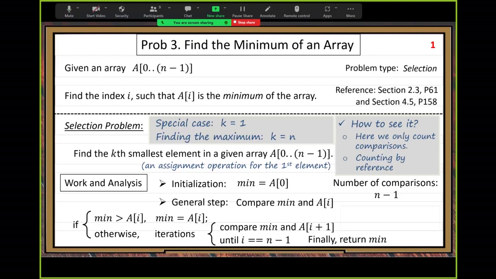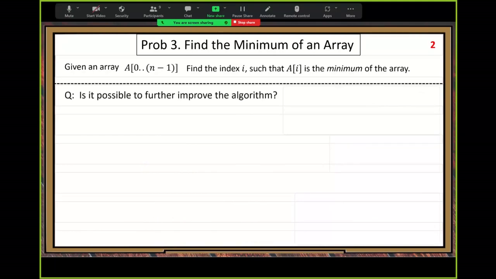Let me review this counting by reference technique another time. One comparison corresponds to one element. Skip the first element: the index 0 element has no comparison. We skip it. But for the remaining n-1 elements, we have the one-to-one correspondence. So we have this n-1 answer. Next, optimality.